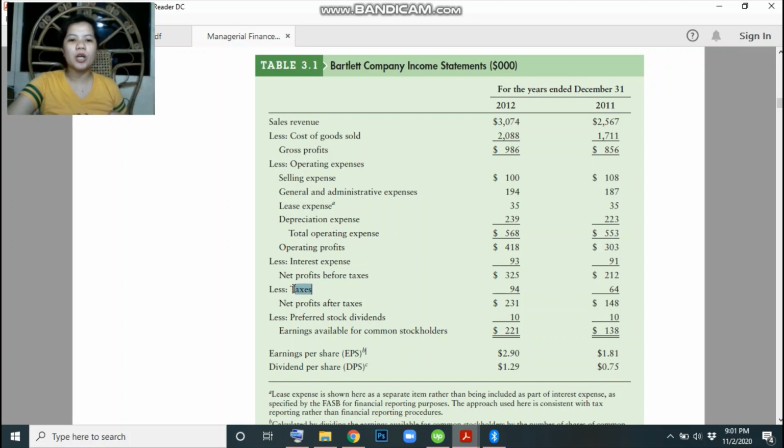Taxes are usually a percentage of the net profit before taxes. Okay? So net profit before taxes minus taxes, you will get the net profit after taxes. Mao na gini siya ang pinaka ginansya sa imuhang company. Okay? So if you can see, mas dako og ginansya si Barley sa 2012 kaysa sa 2011.